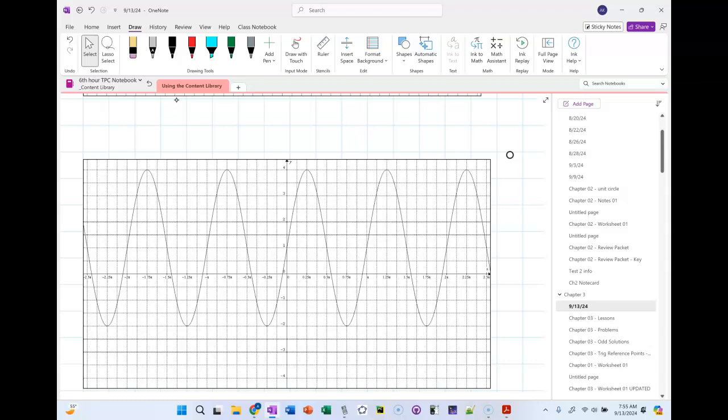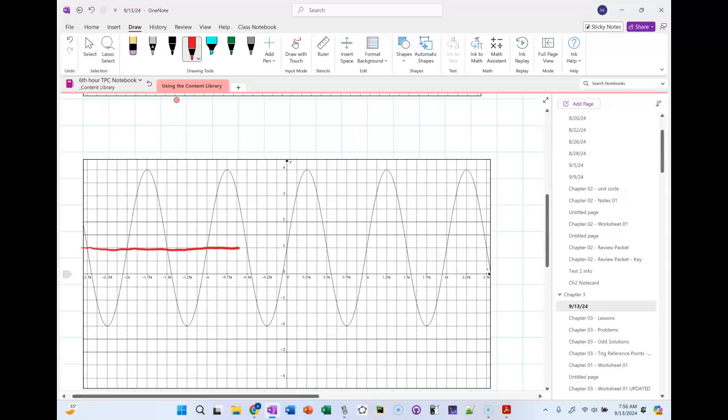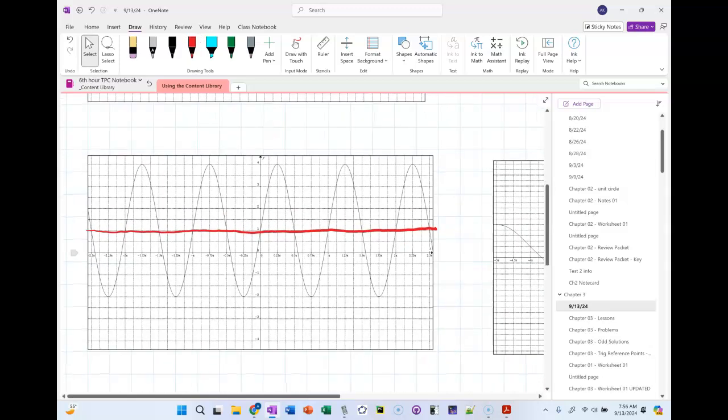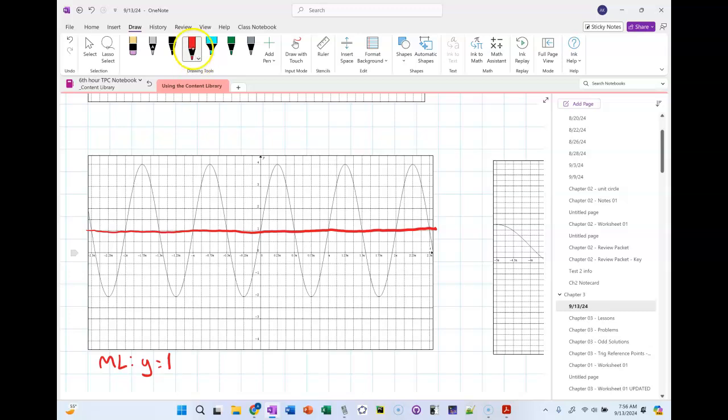So the first thing I'm going to do is look to see for the midline. So again, the midline is the line that splits the graph in half. So you have like half of the graph above the midline and half of the graph below the midline. If I look, it appears to me like this would be the midline. So for the midline, we'd say, since it's equation of a line, it's going to start y equals, and it goes through the y coordinate 1. So we just say y equals 1. That's it. Midline. Mostly just using our eyes, right?